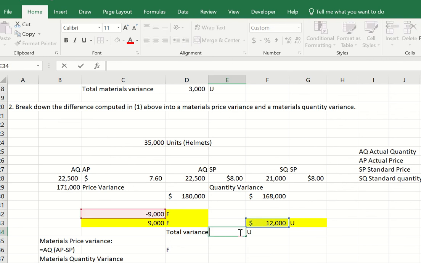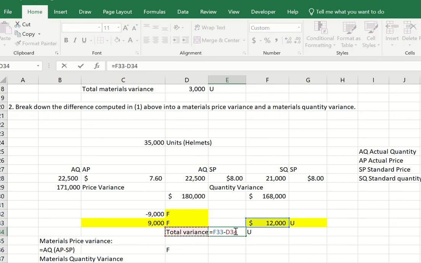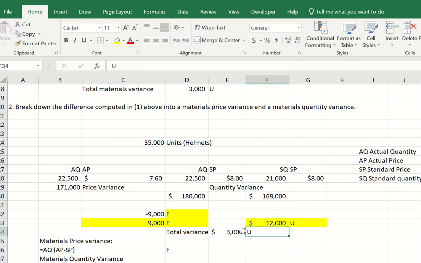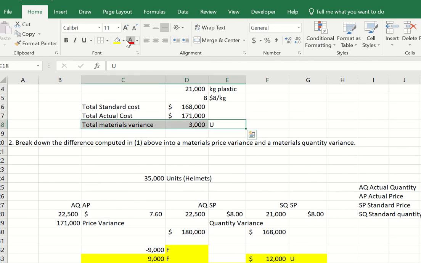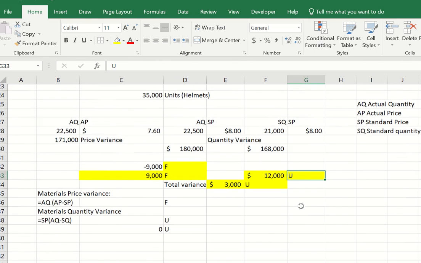And so total variance, I don't think we're looking at that correctly. Total variance, I have 9,000 favorable and 12,000 unfavorable. So the unfavorable amount will be larger than the favorable amount. So we will have 3,000 unfavorable. And remember, we already knew this in the beginning of the problem, but now we can see it broken down to 9,000 favorable price variance and 12,000 unfavorable quantity variance.